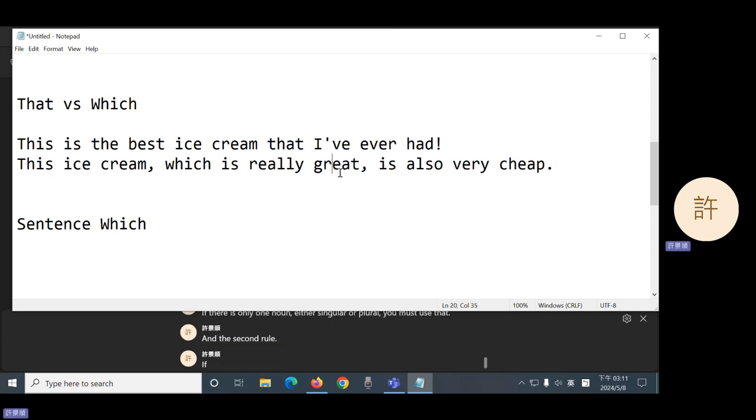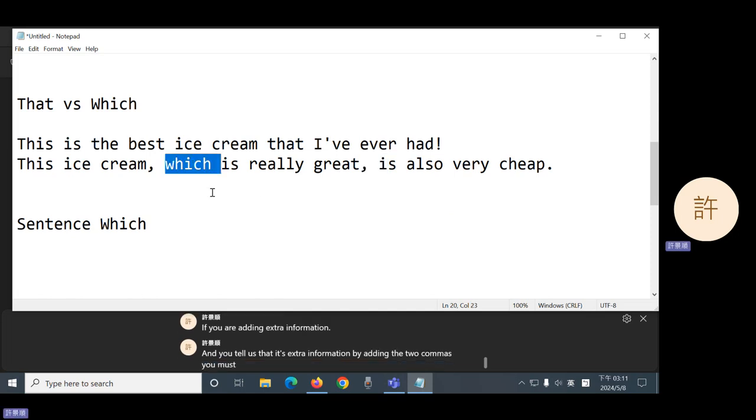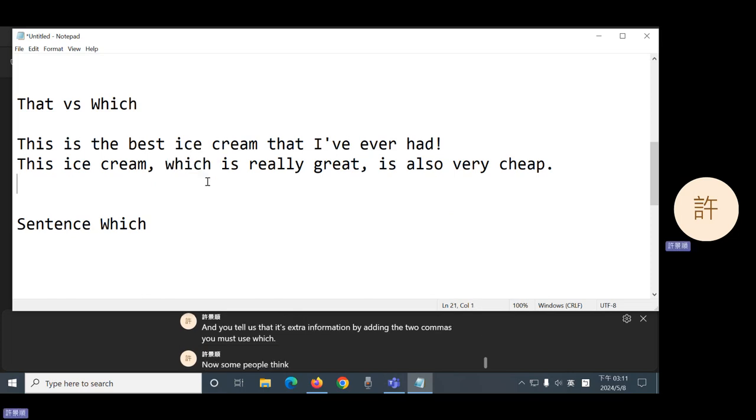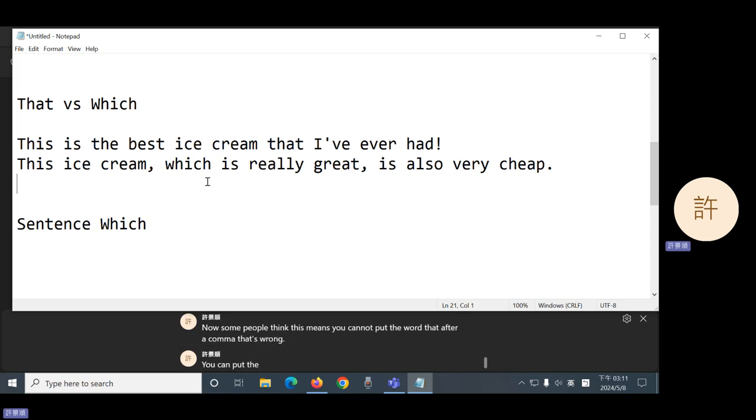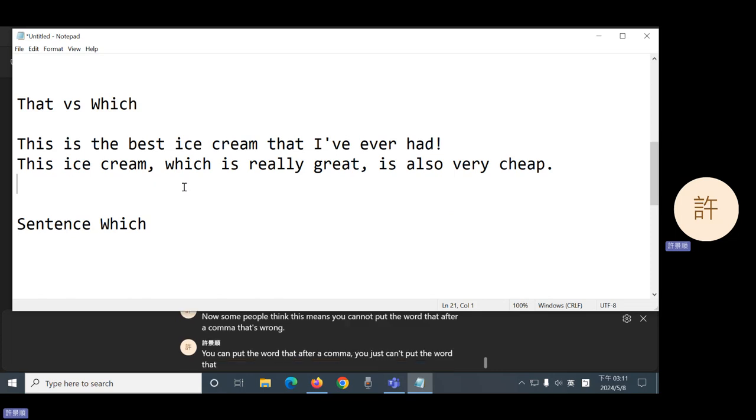If you are adding extra information, and you tell us that it's extra information by adding the two commas, you must use which. Now, some people think this means you cannot put the word that after a comma. That's wrong. You can put the word that after a comma. You just can't put the word that after this kind of comma.